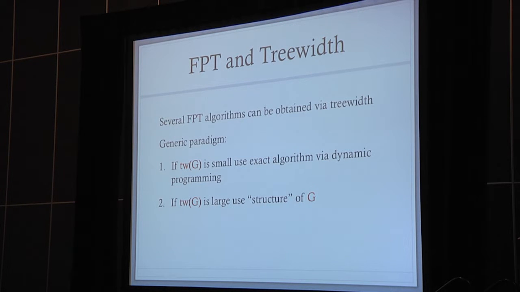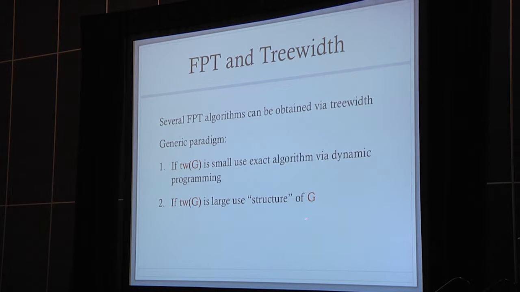The generic paradigm is that if the Treewidth of the graph is small, we know how to solve these problems exactly. We already saw that many problems can be solved if the Treewidth is small. But we are not interested in solving this problem on small Treewidth graphs alone. We are interested in solving it in a general graph, right? But we can do this: if the graph turns out to have small Treewidth, we can solve it efficiently.